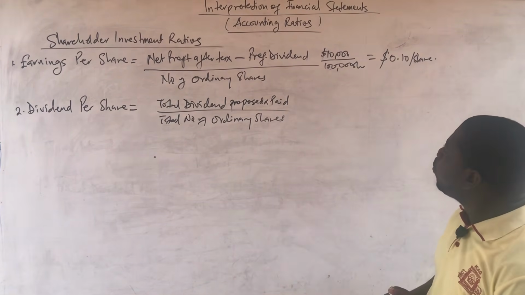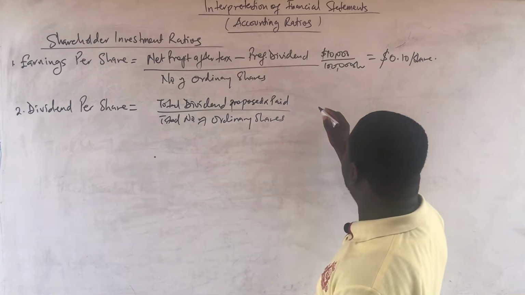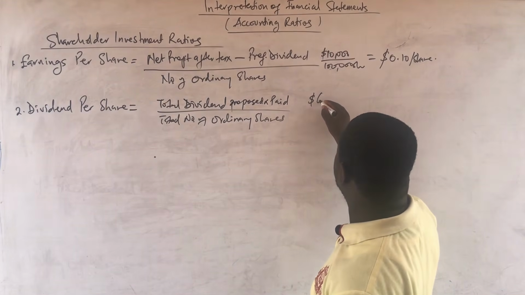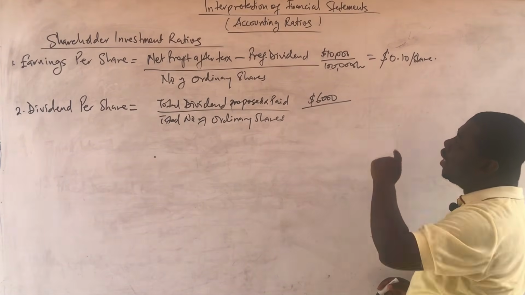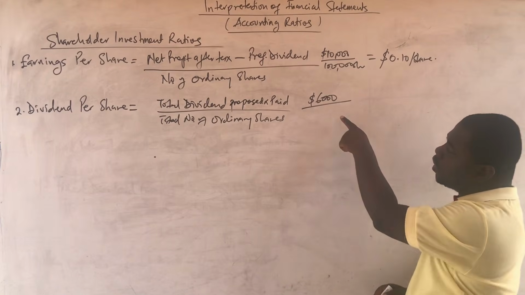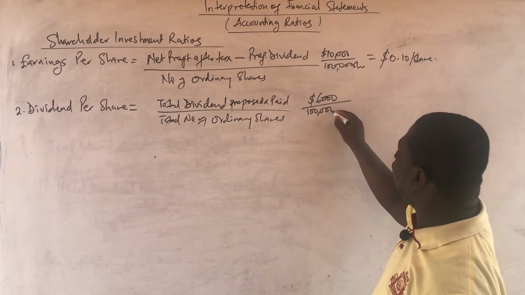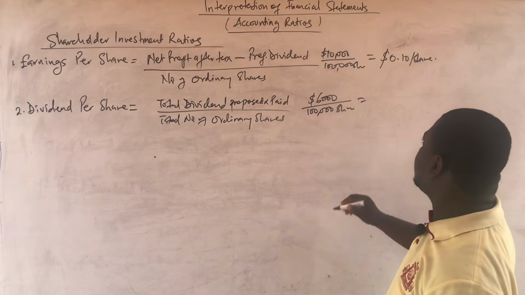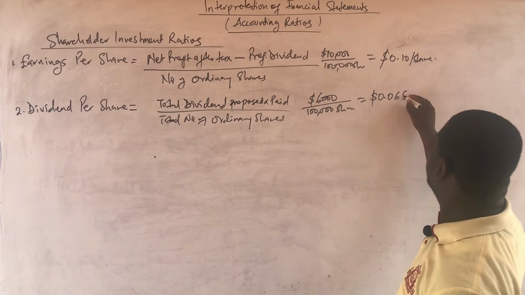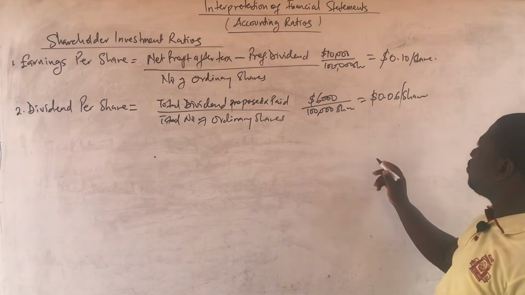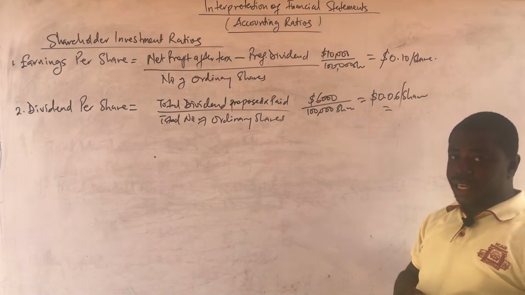Now, if you are proposing, out of this 10,000 earnings, a dividend of, let's say, $6,000, that you are retaining 4,000 and you are paying out 6,000, all over the same number of ordinary shares of 100,000, then it's going to give you a dividend per share of $0.06 per share. That is the meaning. So you see that the earnings per share is always expected to be higher than the dividend per share.